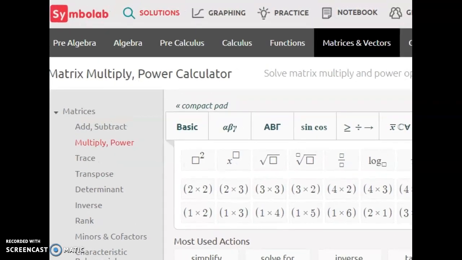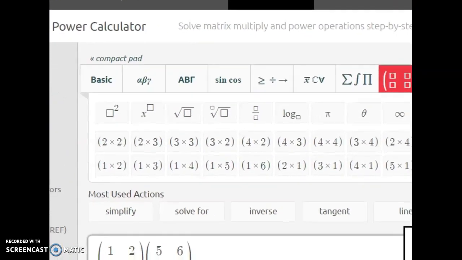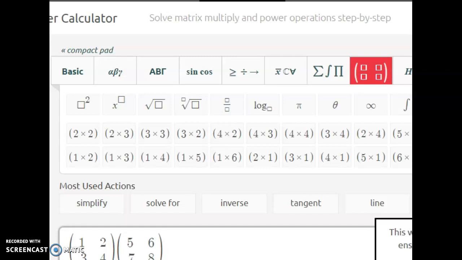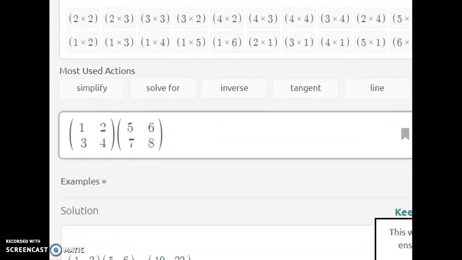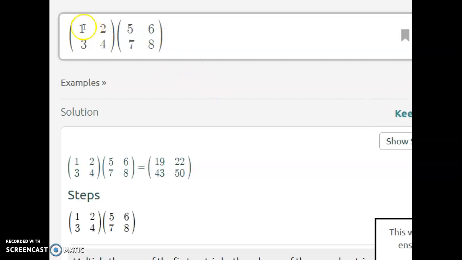Right, so I'm on Symbolab here, the matrix calculator. I just typed in a couple of arbitrary matrices to be multiplied with each other, and you can see how I made these up, right?